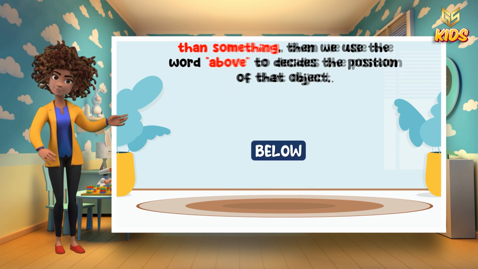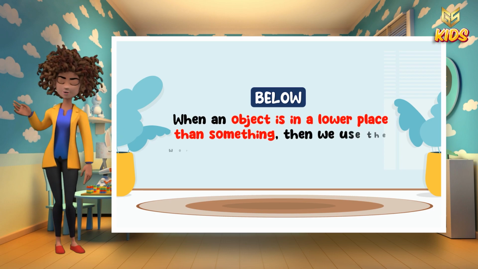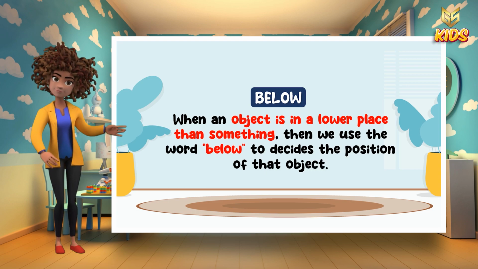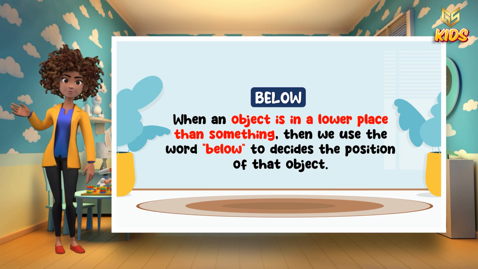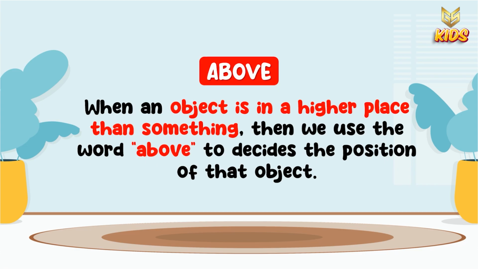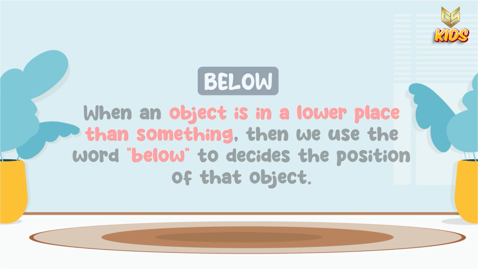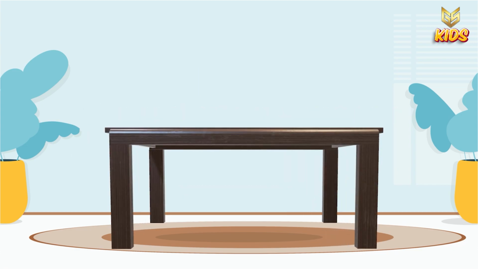Now we will understand what is below. When an object is in a lower place than something, then we use the word below to decide the position of that object. In above, the object must be in a higher place, and in below, the object must be in a lower place. Let's understand this with the help of examples.